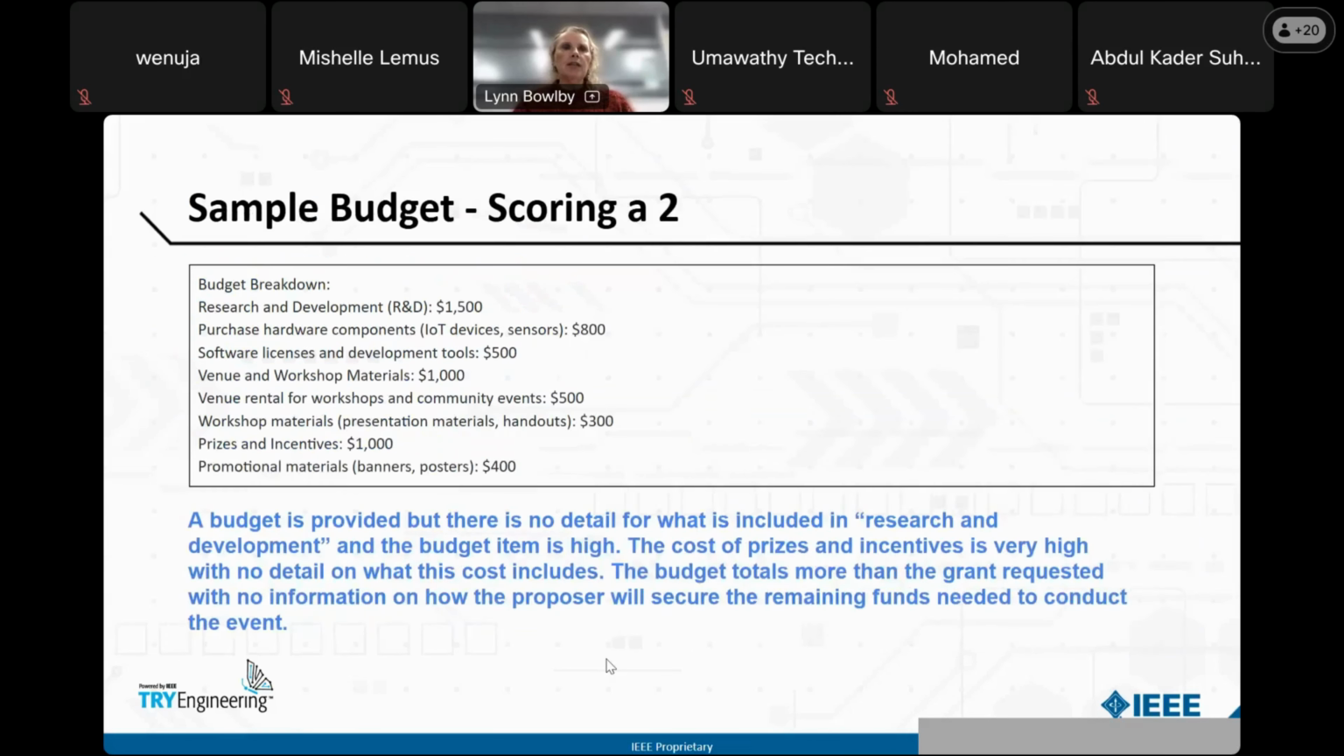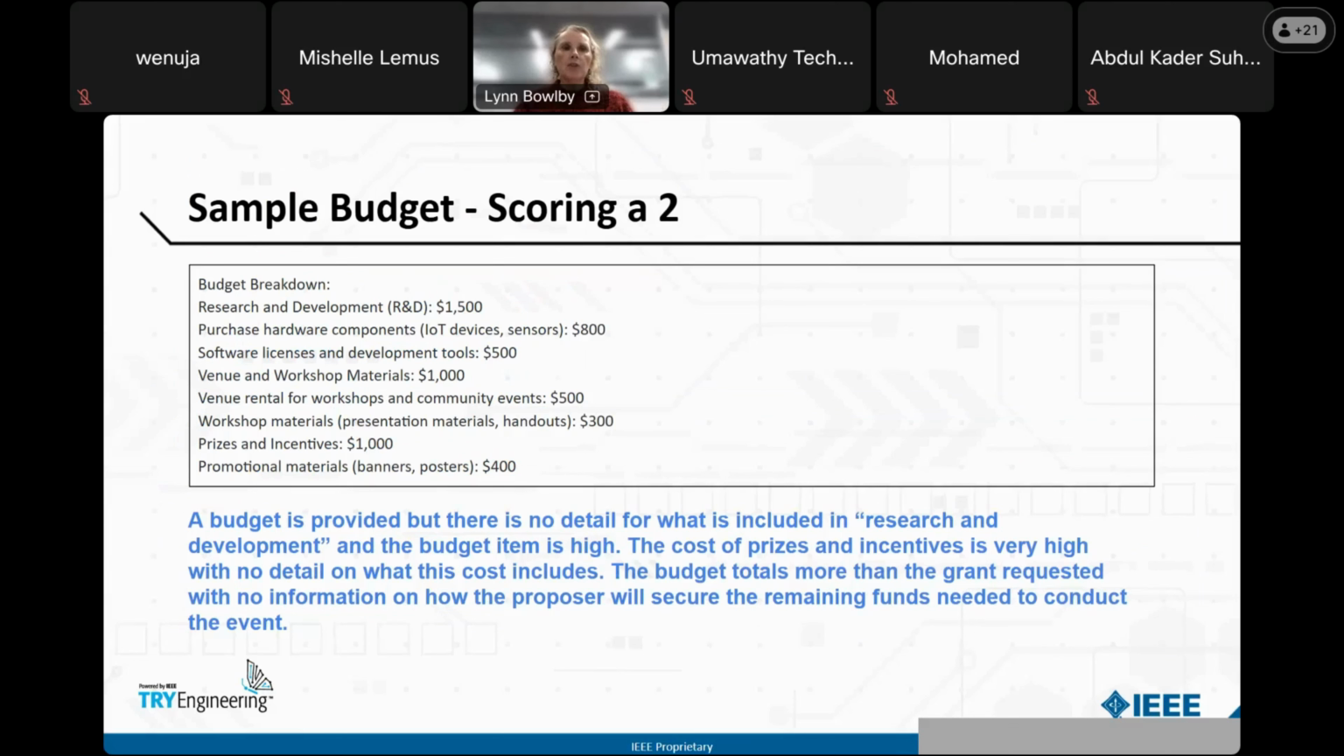So here's an example of a budget that scored a 2. So the budget's provided, certainly the items are there, but there's no detail for what's included in research and development. So research and development is there for $1,500, quite a large amount of money. And we don't understand what it means by research and development. So if you have such a thing, and we don't commonly see this as an item on the budget, but if you have such a thing, you'll want to give us detail as to what that includes.